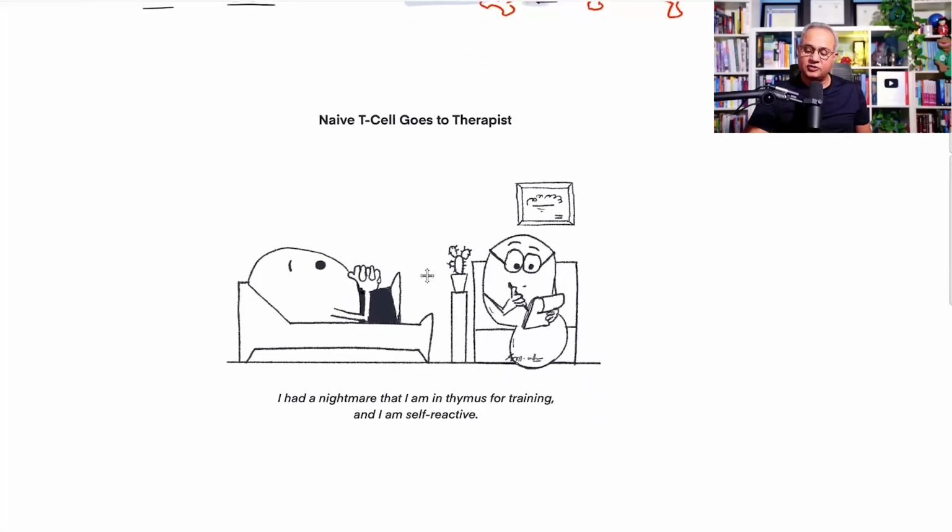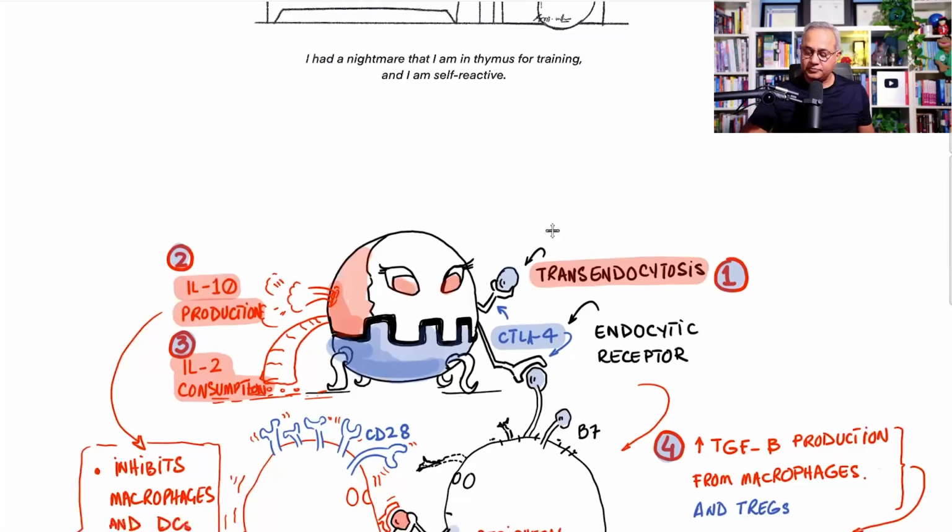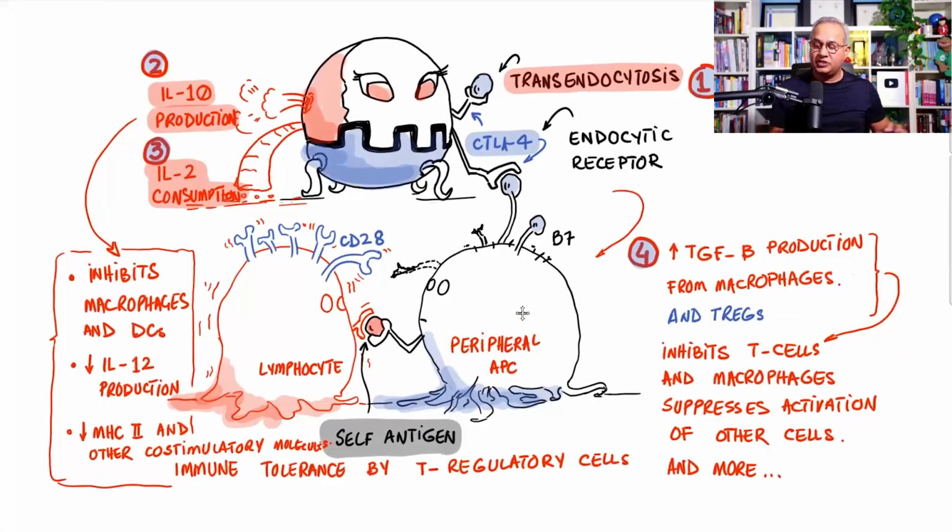So I made this cartoon a few days ago that a naive helper T cell goes to a therapist. Here is the naive T cell sitting with the therapist cell and saying, I had a nightmare that I am in the thymus for training and I am self-reactive, because these poor little cells can be killed. Okay, so now, how do T regulatory cells actually help with the regulation? This is a huge, big science, and I'm going to try to encapsulate the summary of that in this one diagram.